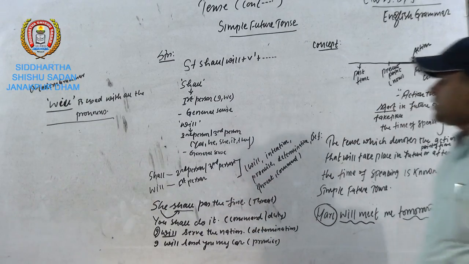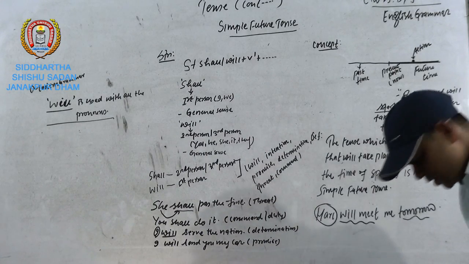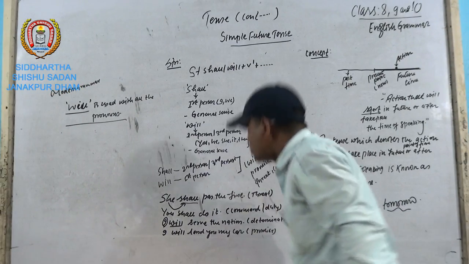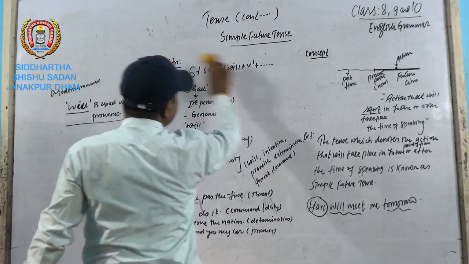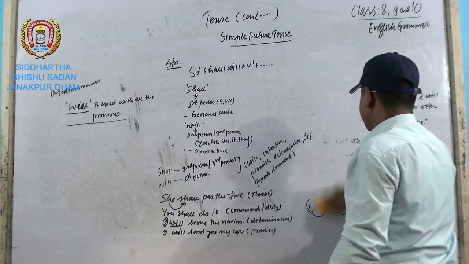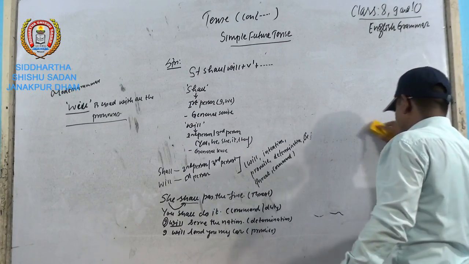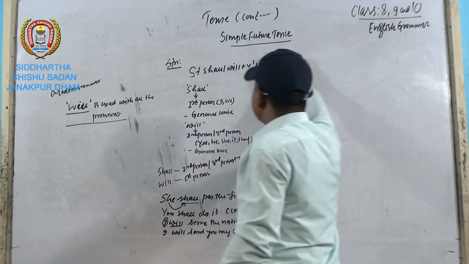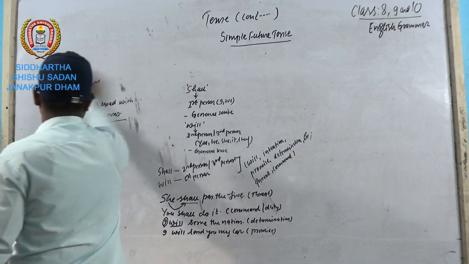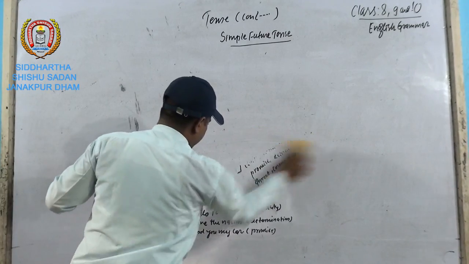Okay. This is about the structure of simple future tense. Now, we'll proceed to the usages of simple future tense. That is very important. That is to be understood. Okay, let's see.